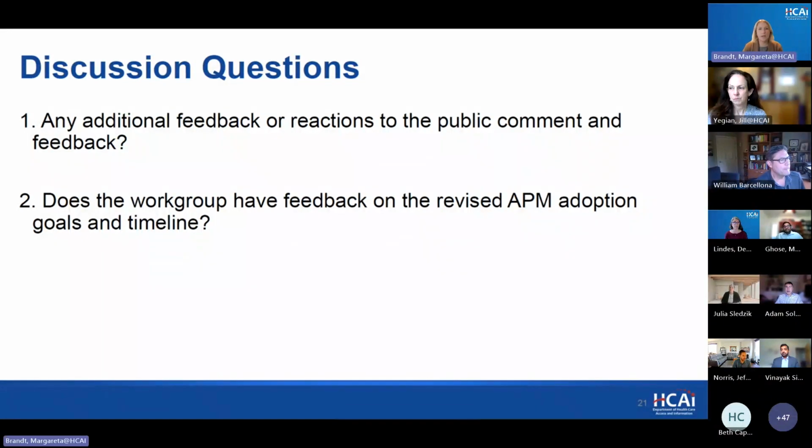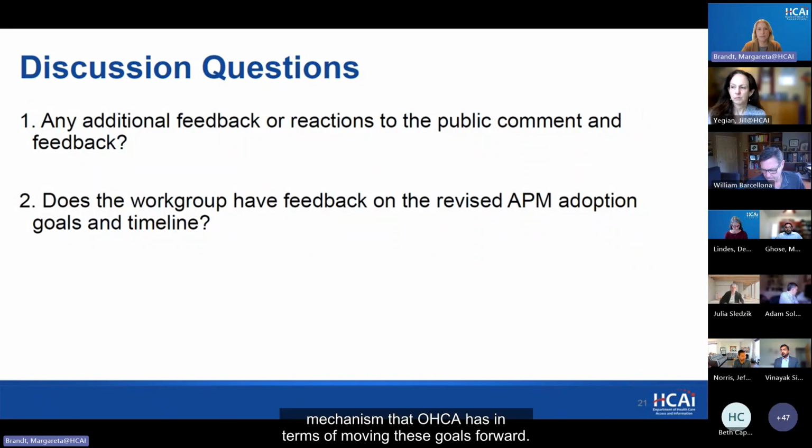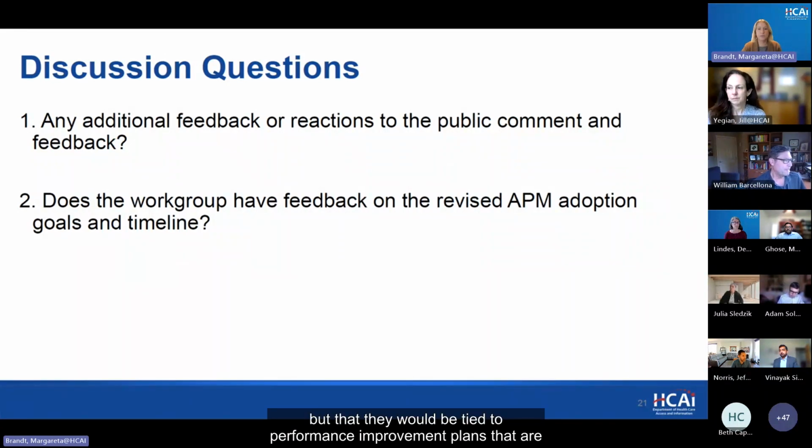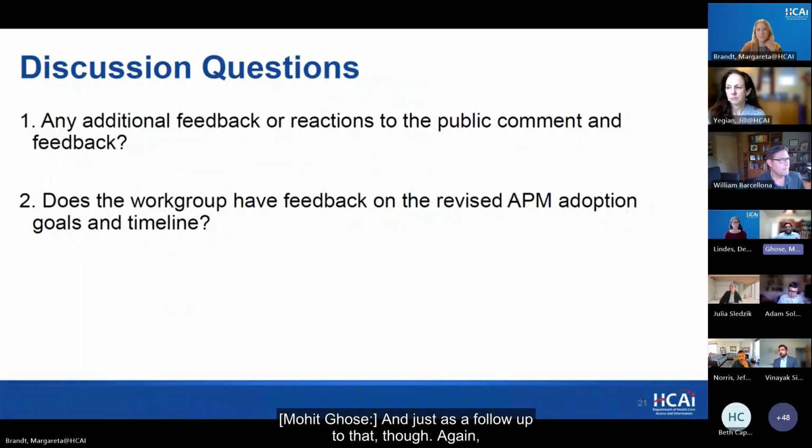Thank you, Mohit. And just for one piece of clarification in terms of the enforcement piece, what we are thinking of is only in terms of a performance improvement plan. That is the only potential enforcement mechanism that OHCA has in terms of moving these goals forward. So it's not to say that OHCA has broader enforcement authority related to these goals, but that they would be tied to performance improvement plans that are implemented when a healthcare entity is not meeting the spending growth target.